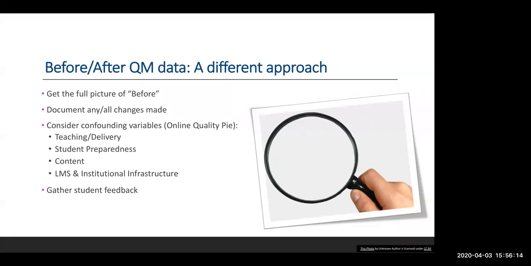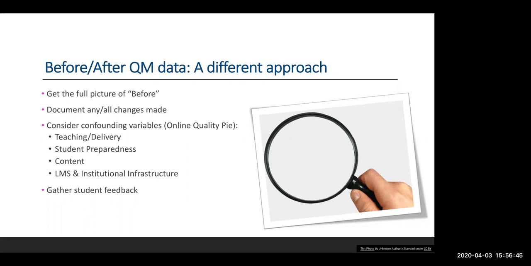Then when I make design changes to it, I'm going to document every single change that I make so that if I do see an effect at the end, I'll be able to look back and see what it might potentially be attributed to. If you don't know what you started with and you don't know what you've changed, you can't really determine why you have any changes in grades or other outcomes in that after version. So that's why it's truly, truly important to get a full picture of the before version. Okay, and then document any changes.